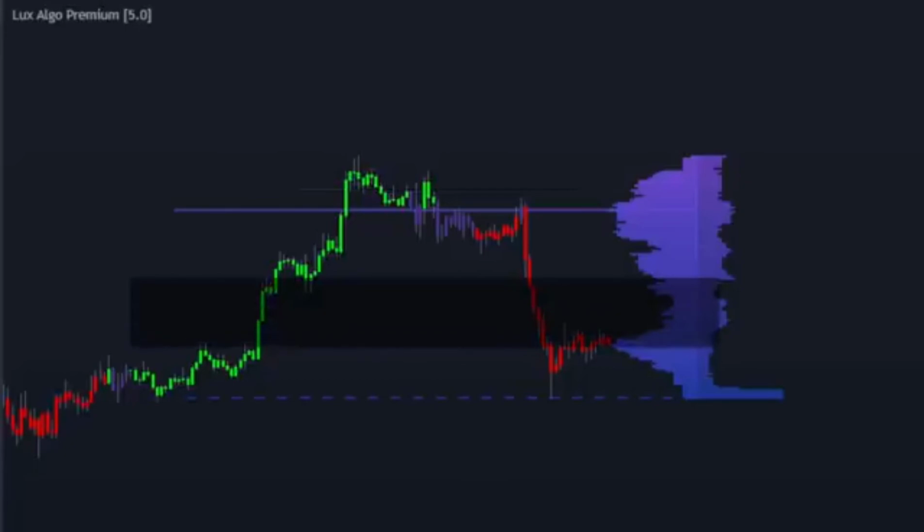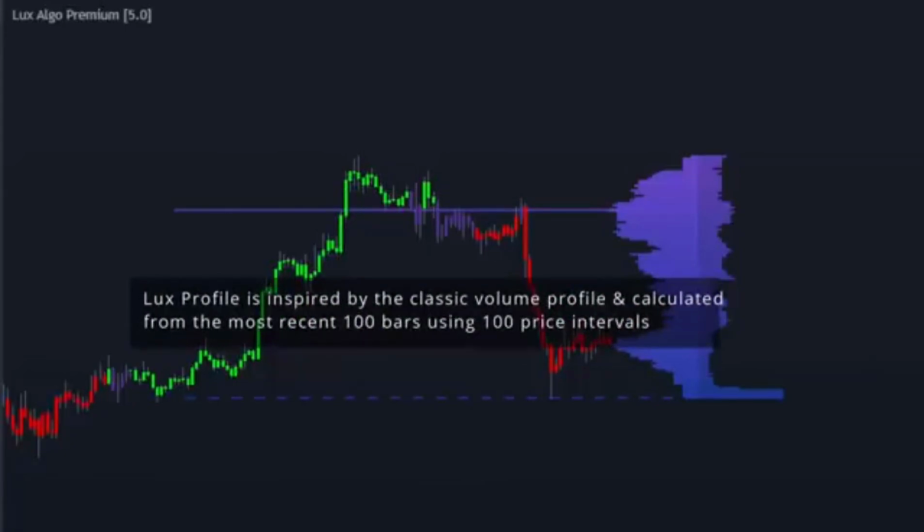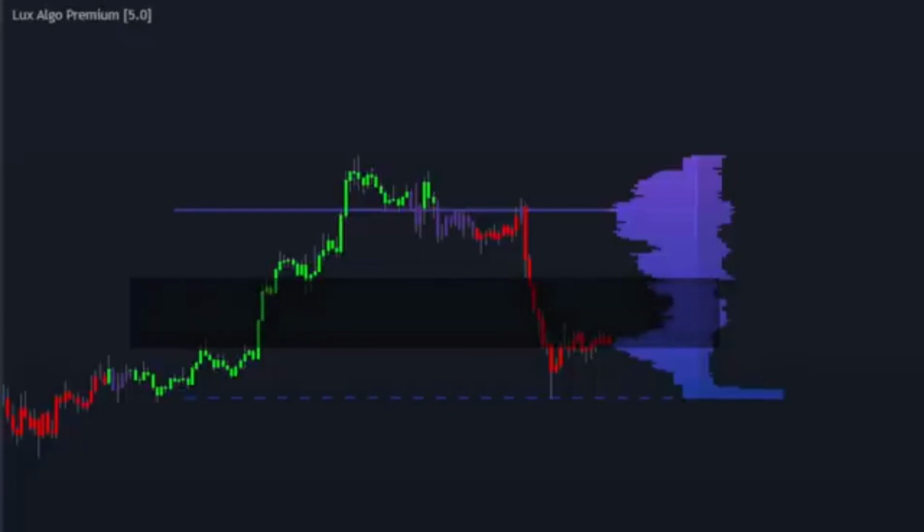Lux Profile is an indicator inspired by the classic volume profile and is calculated from the most recent 100 bars using 100 price intervals. Now that can all sound very complicated for a new trader. To simplify and explain how it can be useful to you, the indicator shows where the most volume is within a certain price range.